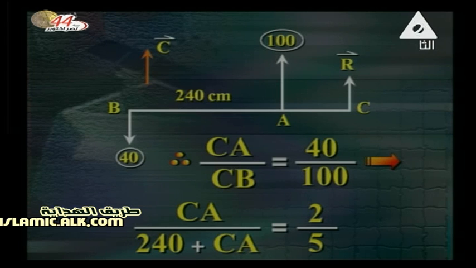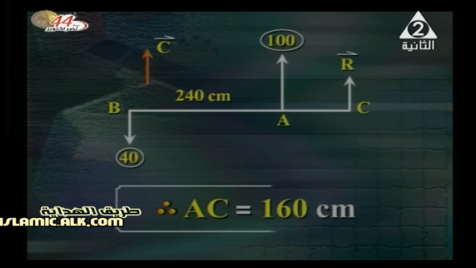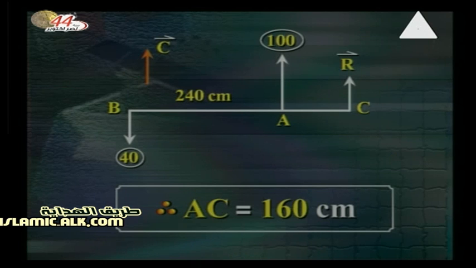2 over 5. What do you mean by 2 over 5? It is the simplest form of 40 over 100. Then the equation becomes CA over 240 plus CA equals 2 over 5. By using cross multiplication, AC equals 160 centimeters. So R, the resultant of the two forces, acts at 160 centimeters from A, or 400 centimeters from point B.